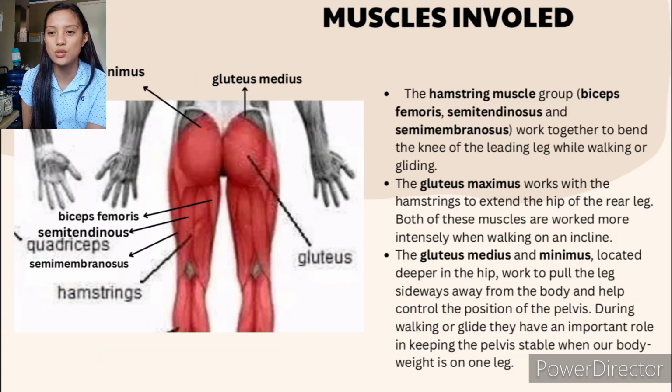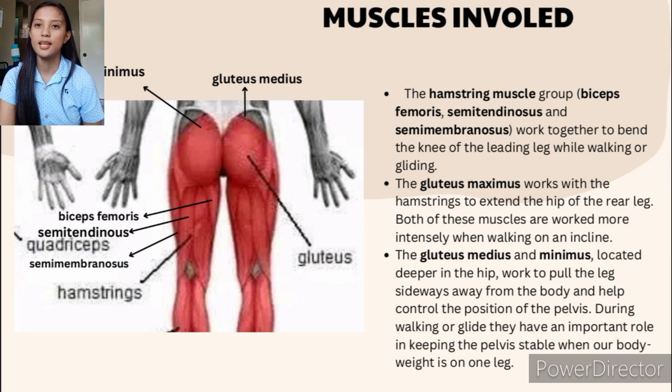The next is the hamstring muscle group, which are the biceps femoris, semitendinosus, and semimembranosus, which work together to bend the knee of the leading leg while walking or gliding. Next is the gluteus maximus, which works with the hamstrings to extend the hip of the rear leg. Both of these muscles are worked more intensely when walking uphill or on an incline.